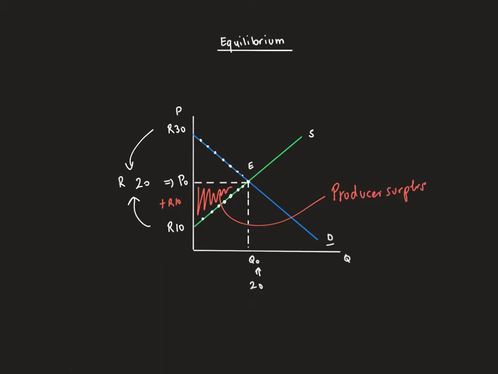And the consumer also scores an extra 10 Rand by only paying 20 Rand. So he scores this triangle over here, which is now called your consumer surplus. These are two important concepts in economics where it shows that demand is exactly equal to supply at P0 and Q0.